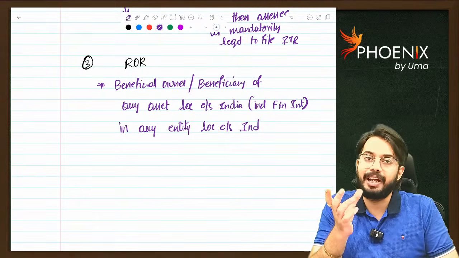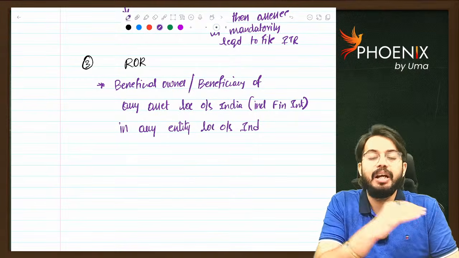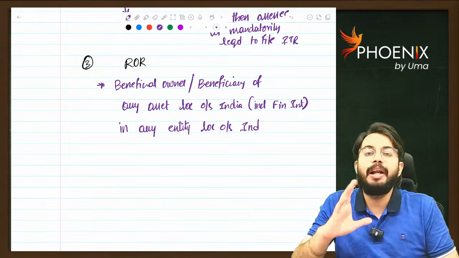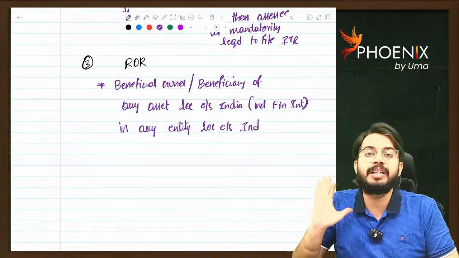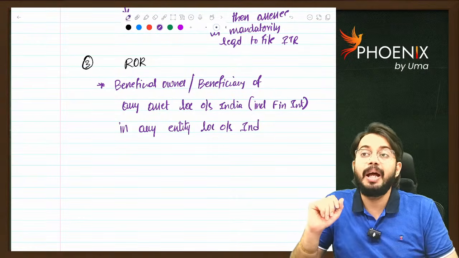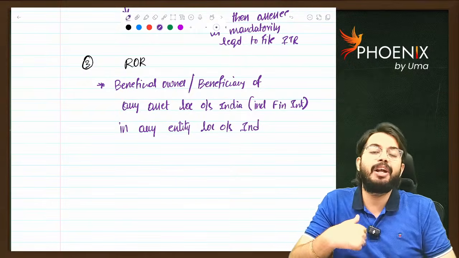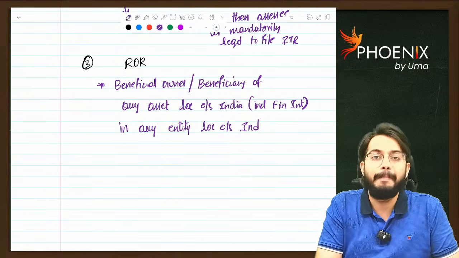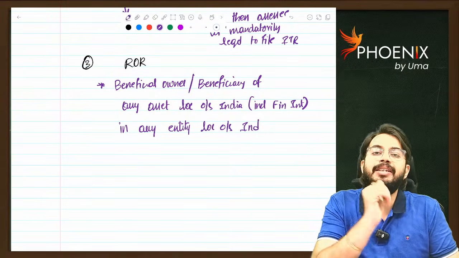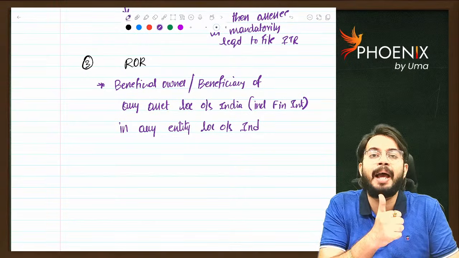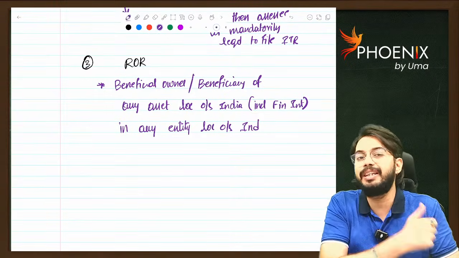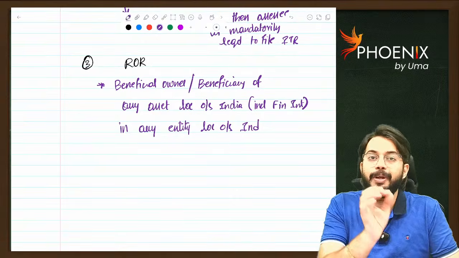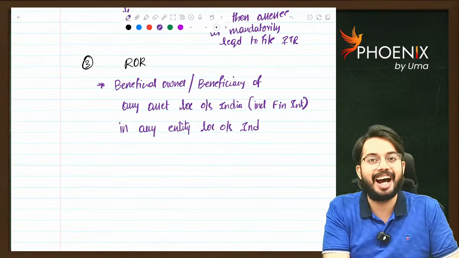See, there is a difference. Beneficial owner is different, beneficiary is different. Beneficial owner means what? The person who is purchasing the asset. That person we call beneficial owner. The person who is getting benefit out of the asset will be called beneficiary. Your father purchased a laptop for you. Who purchased the laptop? Your father. Your father is the beneficial owner. But who is using the laptop? You are using the laptop. You will be considered as beneficiary. Are you able to understand?